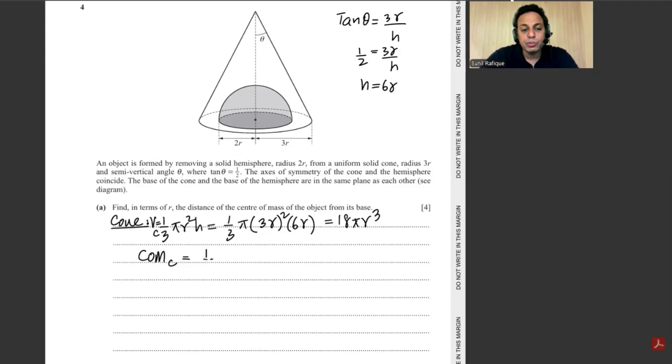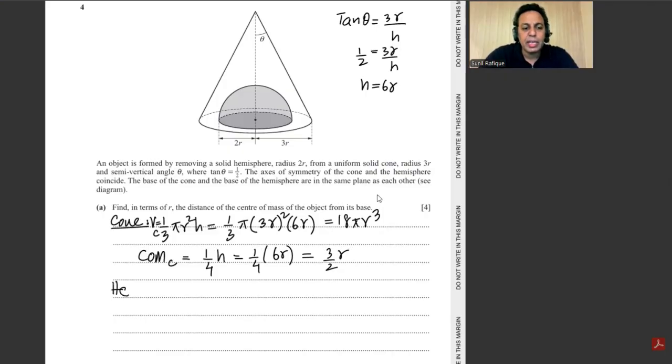So I will use 1/4 of h. So that's going to be 1/4, and the height is 6r. So that is going to be 3/2 r. By the way, these standard formulas for center of mass are given in your formula booklet. You can check those out in the MF19.